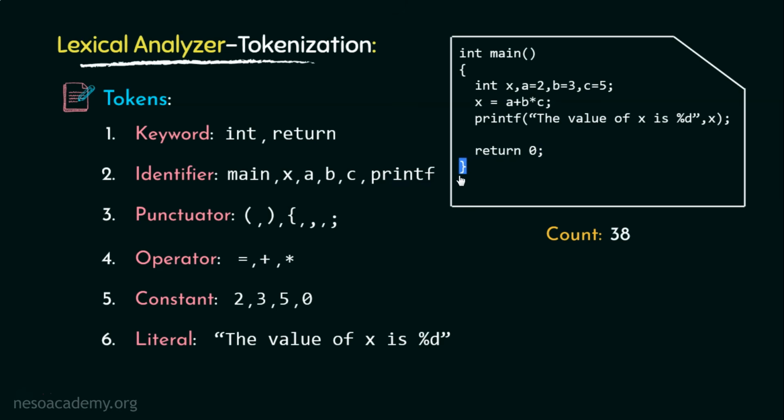Finally, the right curly brace signifies the end of the main function's definition. Now this is another punctuator which increases our token count to 39. So in this entire piece of code, we have 39 tokens, from which some are keywords, some are identifiers, some punctuators. We also have encountered some operators, a few constants, and one string literal.